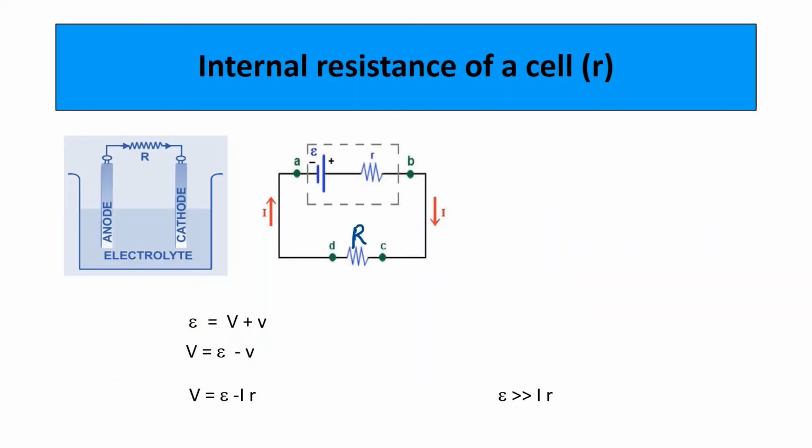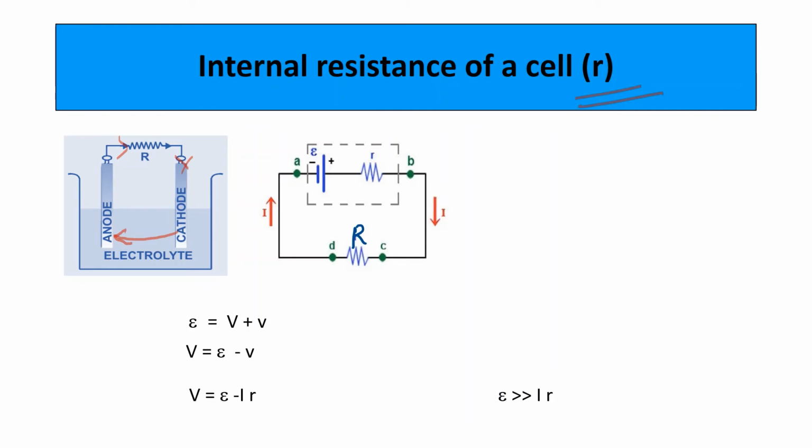Now let us learn another term, which is called the internal resistance of a cell. Internal resistance of a cell is represented by small letter r. This is the diagram which we learned in our previous slide, where a resistor is connected in the external circuit. We understood that the electric current flows from the positive terminal to the negative terminal, and inside the electrolyte it goes in this way. Therefore, the circuit is complete.